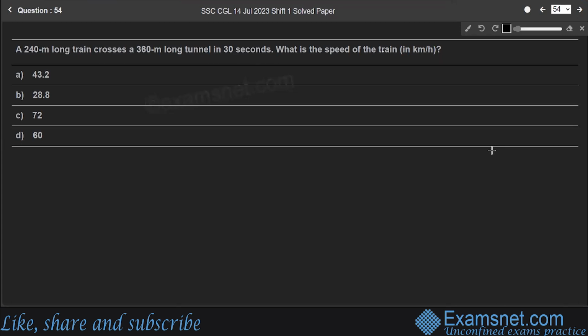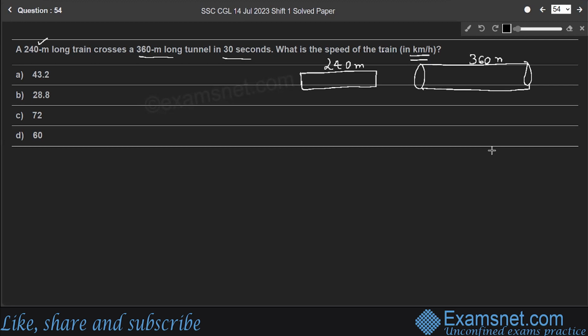Question 54. If a 240-meter long train crosses a 360-meter long tunnel in 30 seconds, what is the speed of the train in kilometer per hour? So let us consider a train of length 240 meter, right? So length of the train is 240 meter. It crosses a tunnel of length 360 meter, right? So length of the tunnel is 360 meter. It crosses in 30 seconds, right?